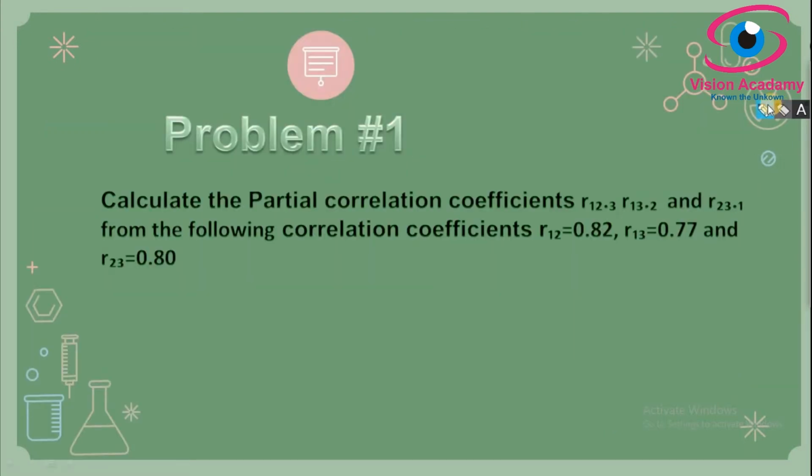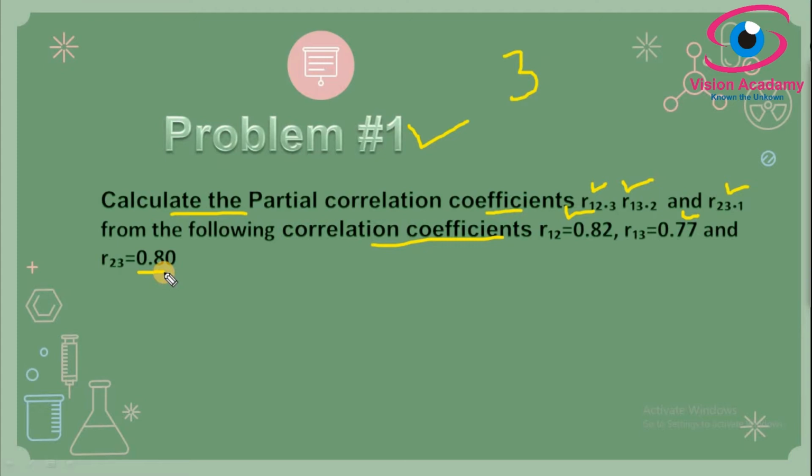So let's consider a problem then. This is the first problem. I am going to address some of the problems in this video, and I am going to give you some assignments also. So here, calculate the partial correlation coefficients R12.3, R13.2 and R23.1. So we have to calculate all three options using the correlation coefficients R12, R13 and R23.